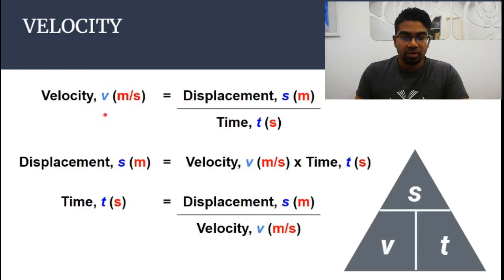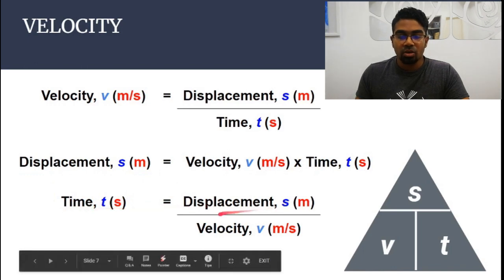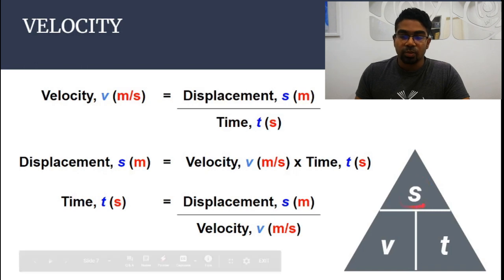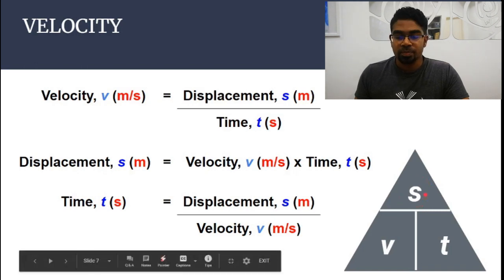So when we are talking about velocity, again, it's not distance, it's displacement. We have over time again, so rate of change of displacement. How fast the displacement of the object is changing, that is the velocity. When we rearrange again, displacement is velocity times time, and time is displacement over velocity. We can use the exact same triangle. Now S will represent displacement, V will represent velocity, and T will represent the time.